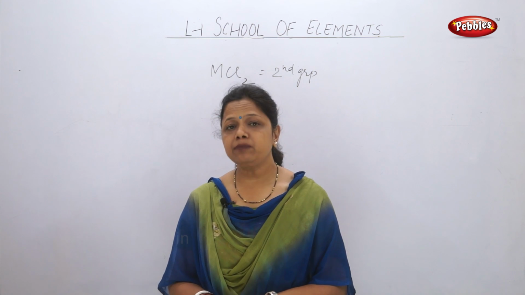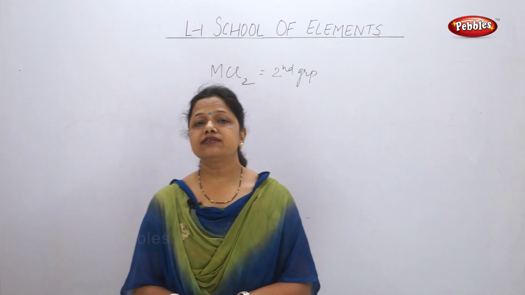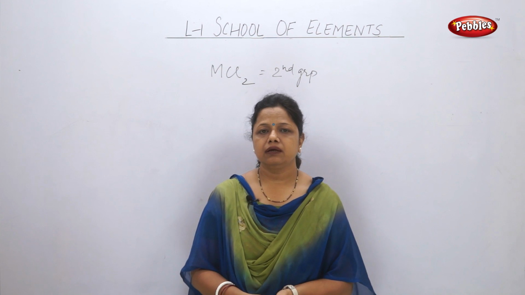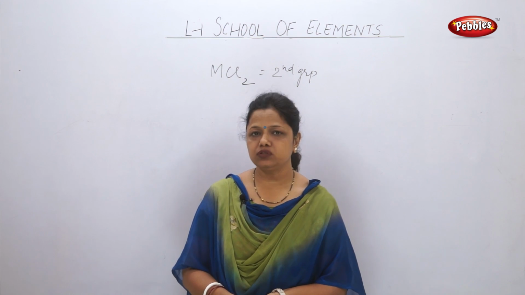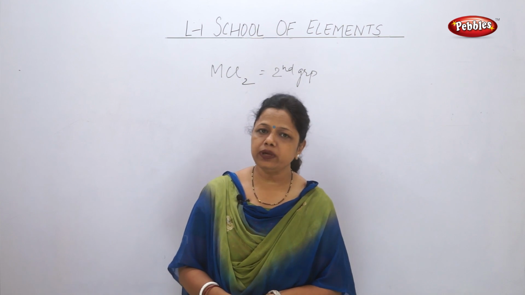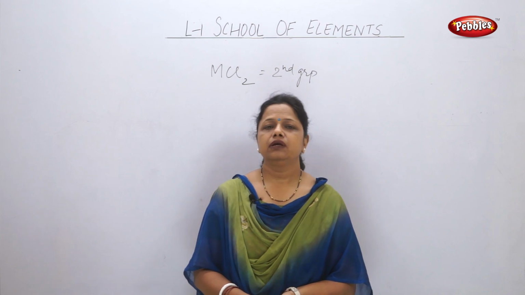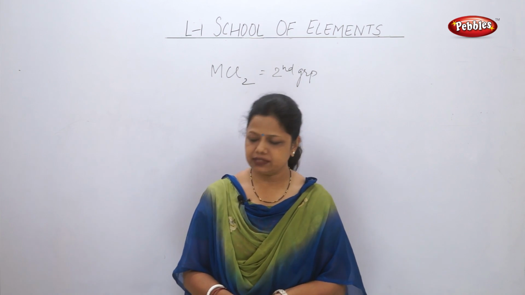Third one, name 3 elements which are having 7 electrons in the outermost shell. Now we saw the similarity in the halogens, fluorine, chlorine, bromine, iodine. These are the 4 answers. You can select any 3 and write in your exam.